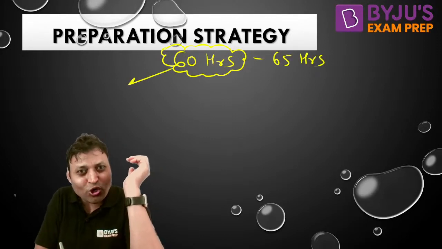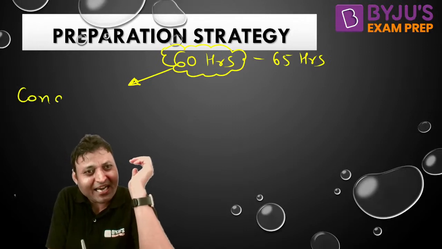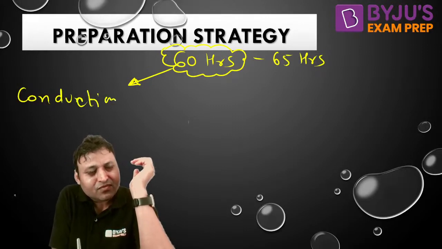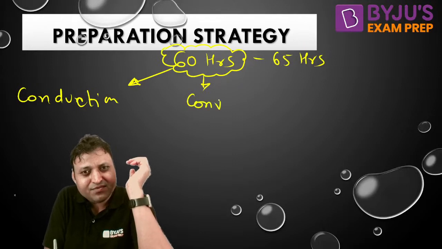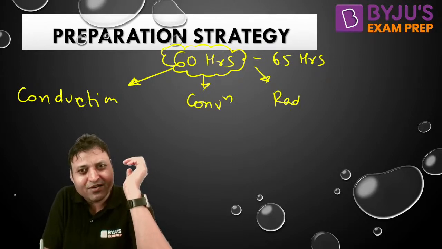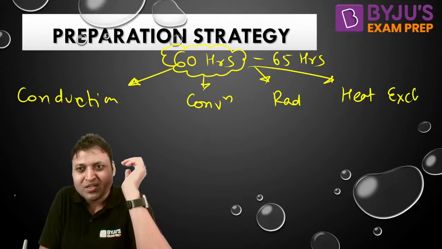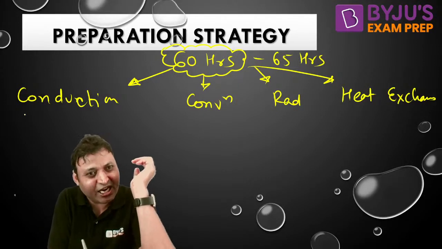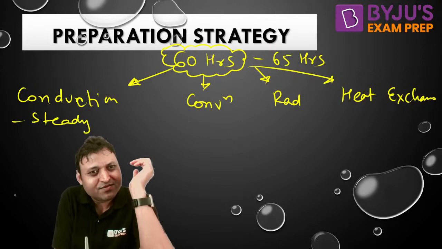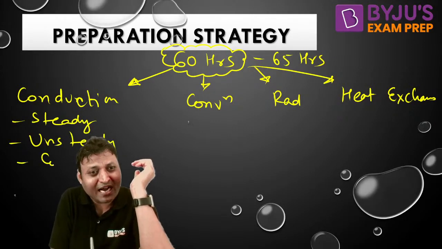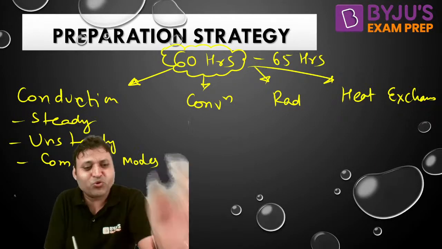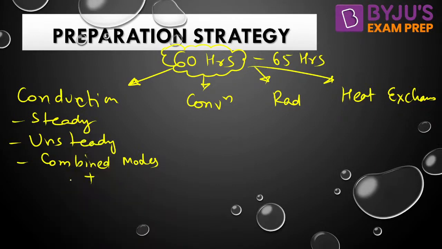And as I told you, the various topics are conduction, then convection, and then radiation. And other than that, there is a heat exchanger. These are the major topics. Conduction involves the steady state, unsteady state. It also involves the combined modes of heat transfer with composite system, combined modes plus composite system. These are the various topics.